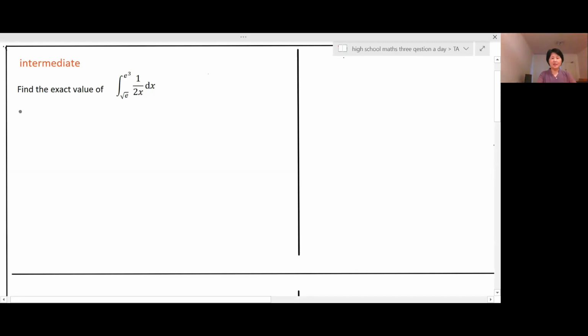Okay, let's start the first question. Intermediate, so 2 unit question. Okay, find the exact value of this integration.